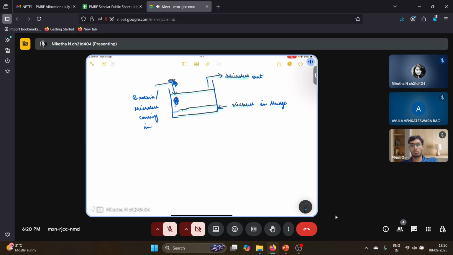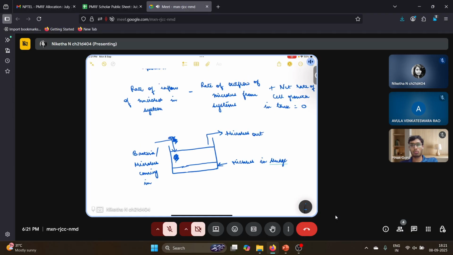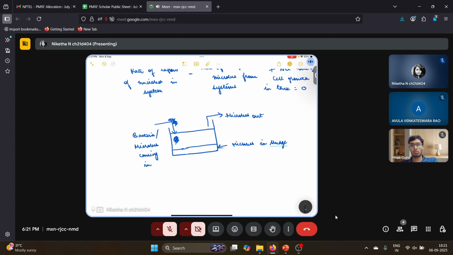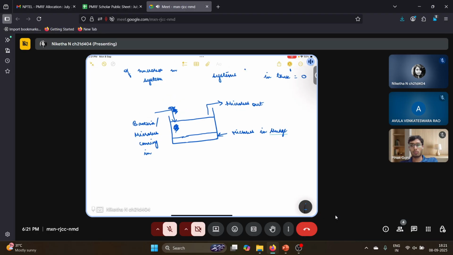Okay, so how will you represent the total mass of bacteria at any time? That can be represented through this equation: the rate of inflow of microbes into the system, or the rate at which microbes are entering the tank, minus the rate at which the microbes are going out. That leaves us with the population which is growing inside.